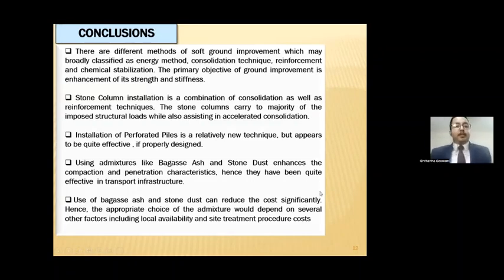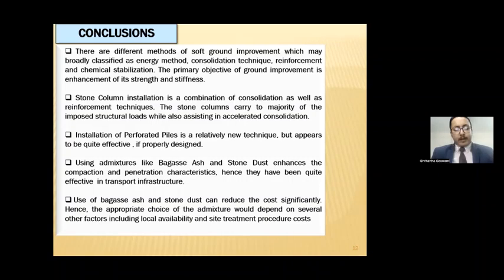Next, let's come to the conclusion. There are different methods of soft ground improvement, which may be broadly classified as energy method, consolidation technique, reinforcement, and chemical stabilization, as Professor Sudip Basak sir has very greatly described. The primary objective of ground improvement is to enhance strength and stiffness. Stone columns, as sir has explained, are a combination of consolidation as well as reinforcement technique, and they carry the majority of imposed structural loads while also assisting accelerated consolidation.